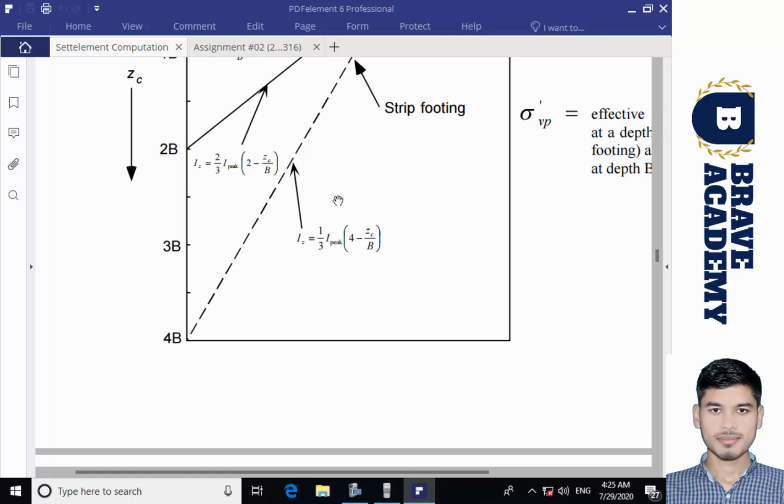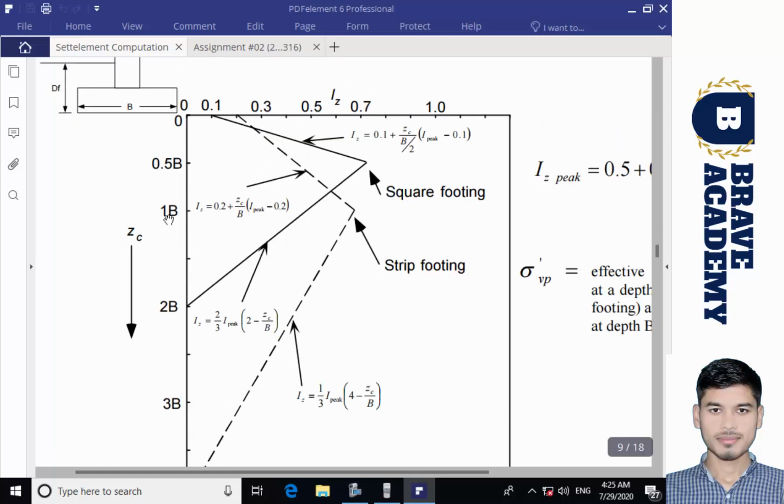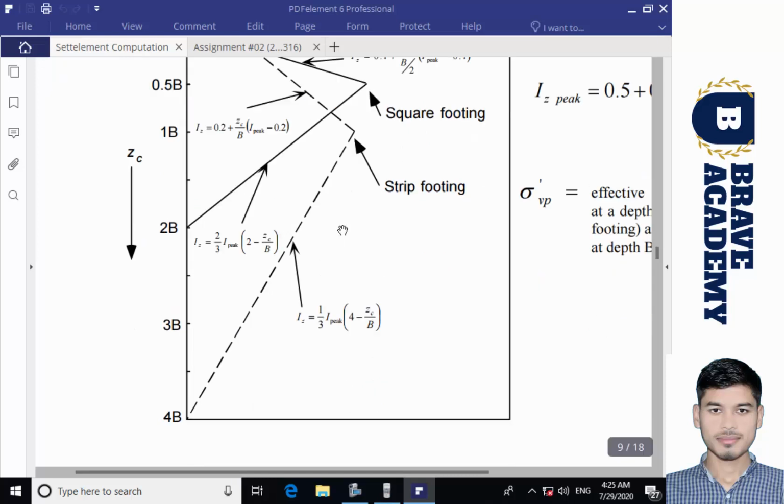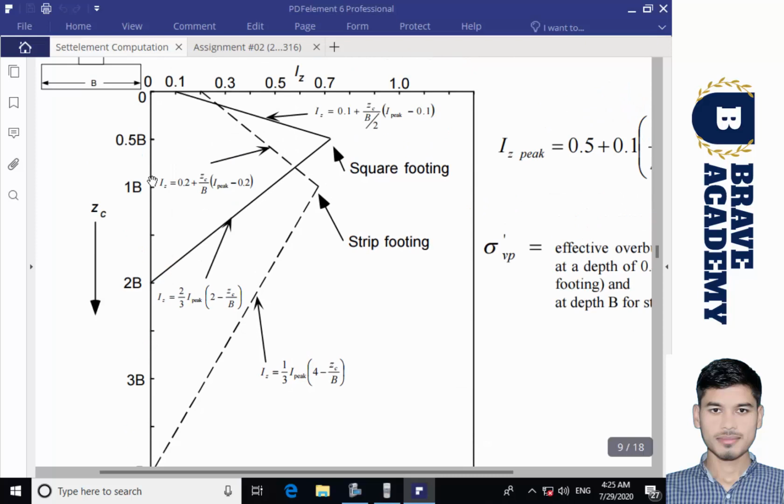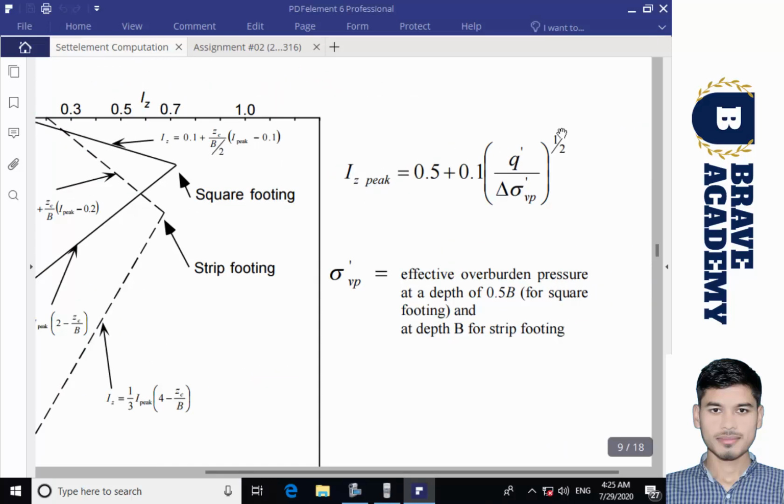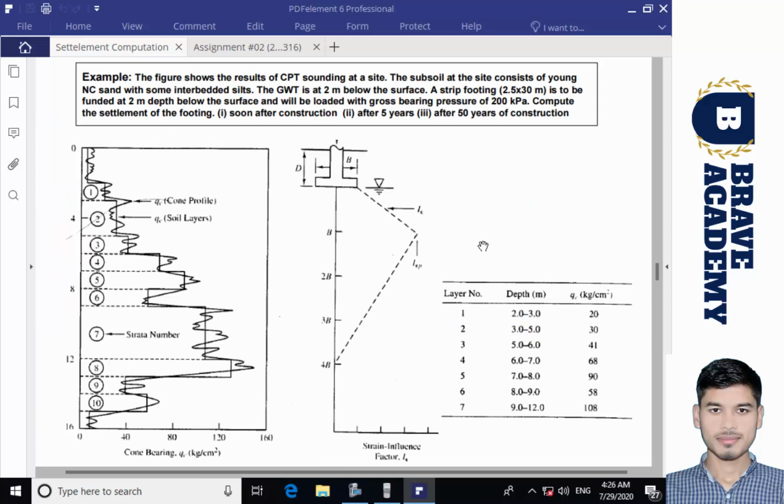And in case your depth is greater than 1b, then you will use this formula for calculating the Iz: Iz equal to 1/3 Iz peak into (4 minus Zc over b). But if your depth is equal to 0.5b in case of square footing, and equal to 1b in case of stiff footing, then your Iz value will be equal to the Iz peak value that can be calculated by this formula. So here is the example in which we will solve the settlement value by the Schmertmann method.